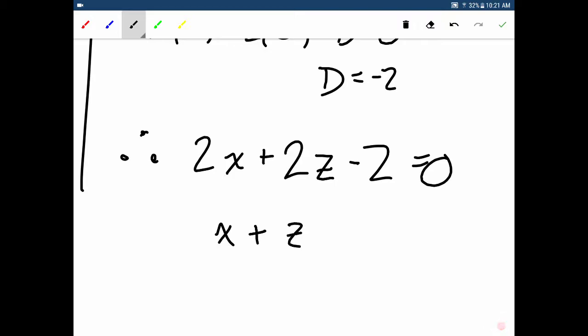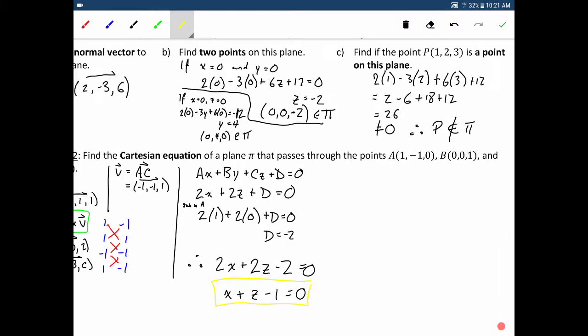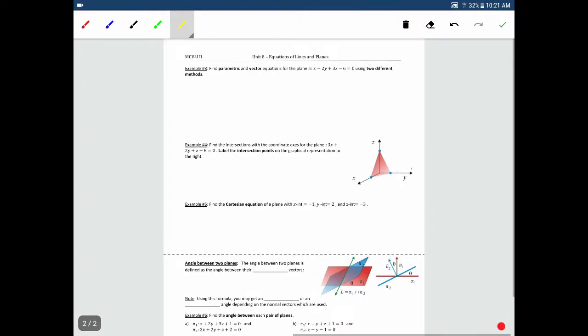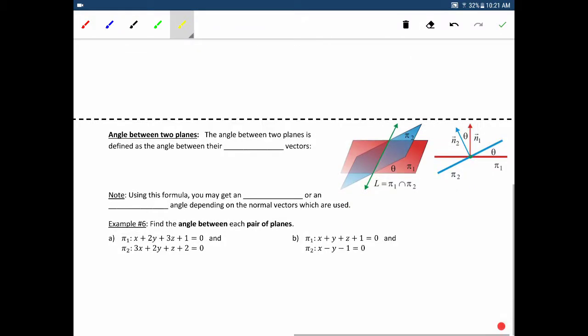Now we could actually, if you wanted to, simplify this further, divide everything by 2, and get that as your final answer. Okay, and there you go. So let's move on here. I'm actually going to leave those top 3 questions for you, and you're going to attempt them, and then we'll take them up in class as needed.